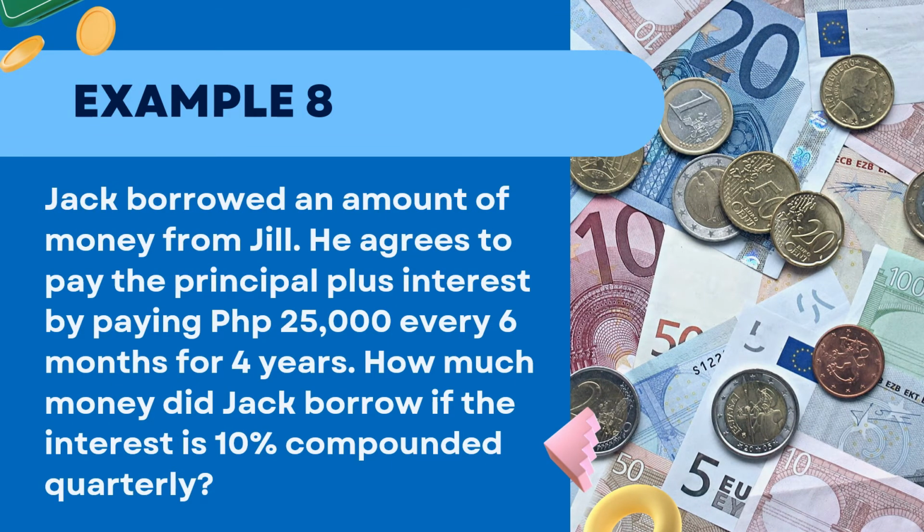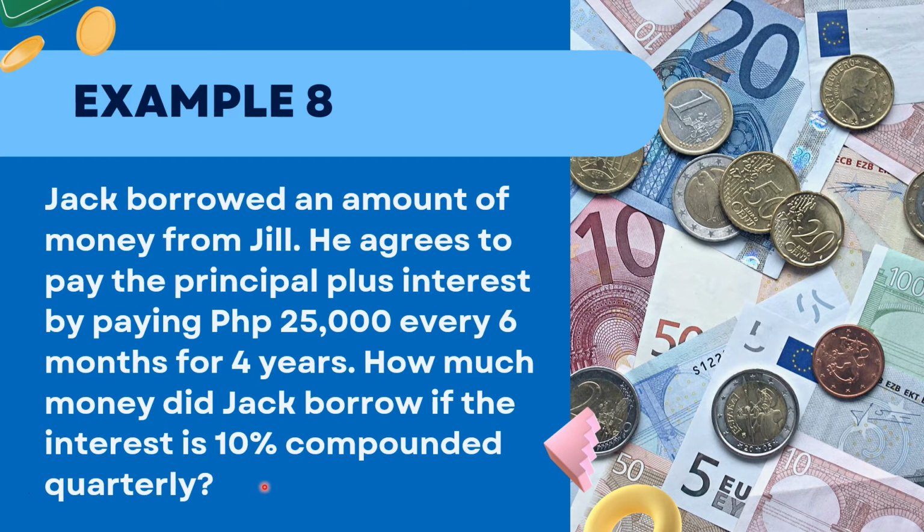Example number 8. Jack borrowed an amount of money from Jill. He agrees to pay the principal plus interest by paying 25,000 pesos every 6 months for 4 years. How much money did Jack borrow if the interest is 10% compounded quarterly?